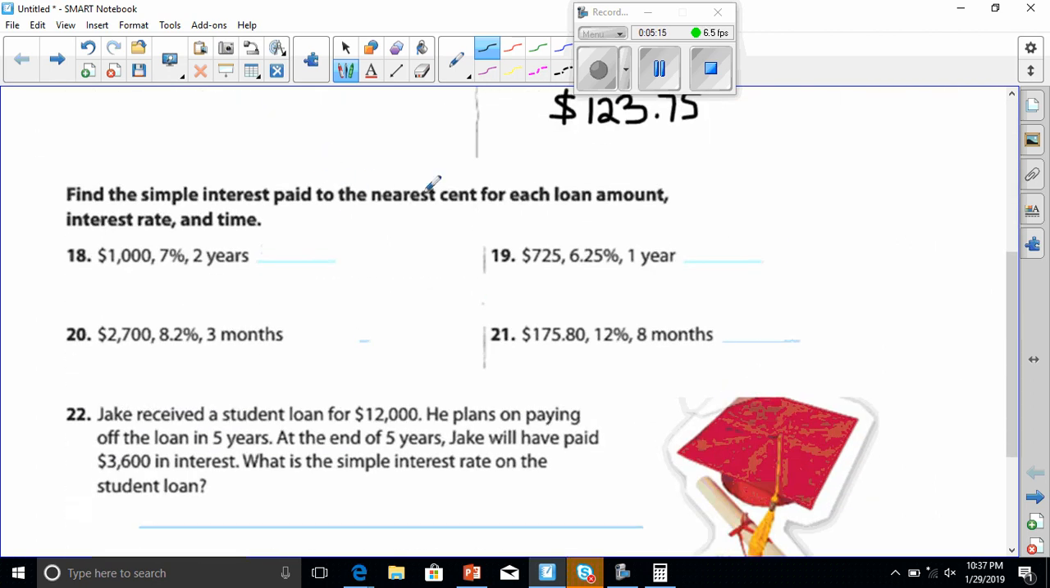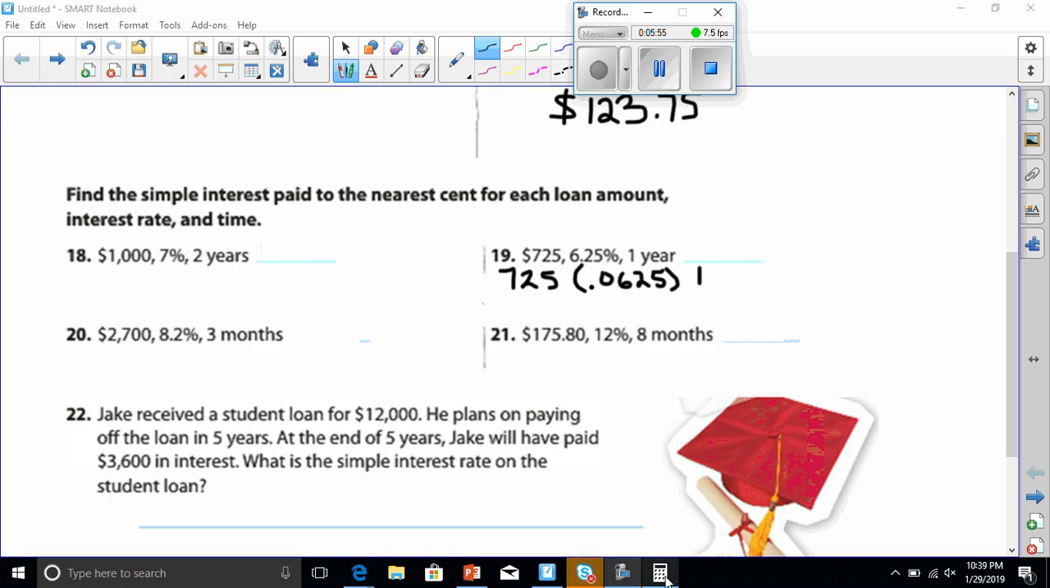Find the simple interest paid to the nearest cent for each loan amount, interest rate, and time. They're saying find the simple interest paid to the nearest cent. All right. Let's work number 1 first. If we set it up, we've got 725. We're going to be multiplying that to, well, that'll be 0.0625. And then we're going to multiply all that to 1 because it's 1 year.